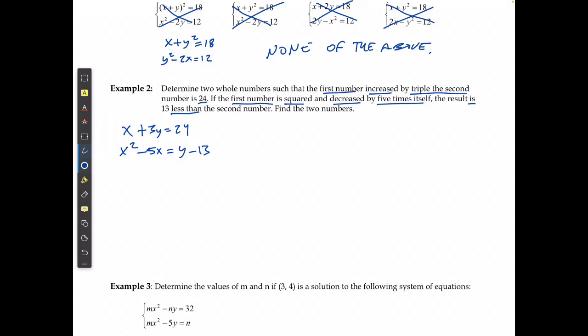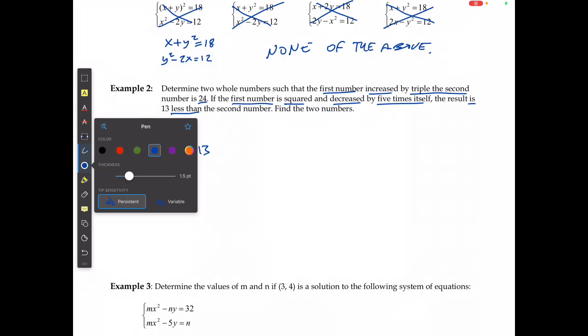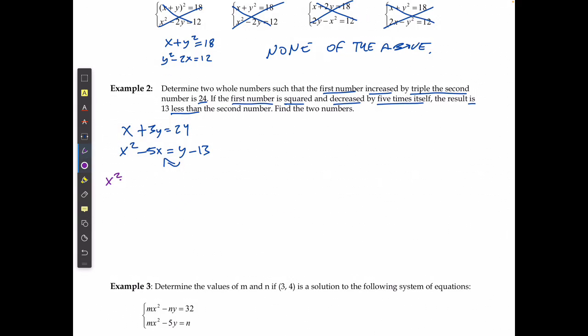Find the two numbers. Well, here's my two equations. So, what I'm going to do first is do this by elimination. In order to do that, firstly, I need to have the y's on the same side of the equation. So this is going to be x squared minus 5x minus y is equal to negative 13, and x plus 3y is equal to 24. Second thing is, I can't eliminate the x's because I'm going to wind up having an x squared still left, so I have to eliminate y.